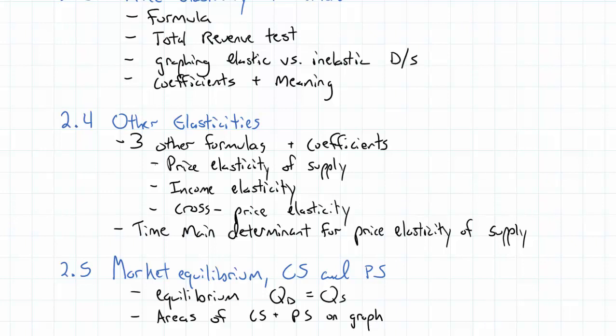And back to income elasticity, if it's a positive number, it's going to be either a luxury good or a normal good. And the last thing is the main determinant for the price elasticity of supply is going to be time. And every now and then that might pop up on a question.